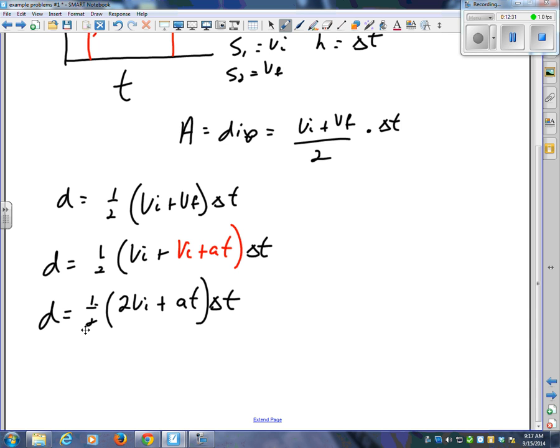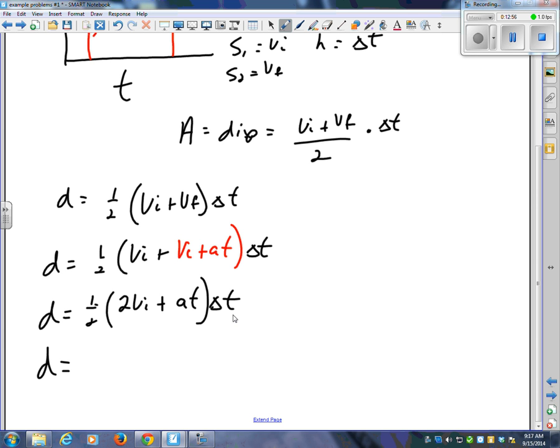Can I multiply everything all together now? I've got 1/2 times this bracket times delta T. Can we do it all multiply in one big step? Can I go 1/2 times 2 VI times delta T? Probably not. Yeah, of course you can. Sorry. No. 1/2 times 2 is going to be 1. So I've got VI times delta T.